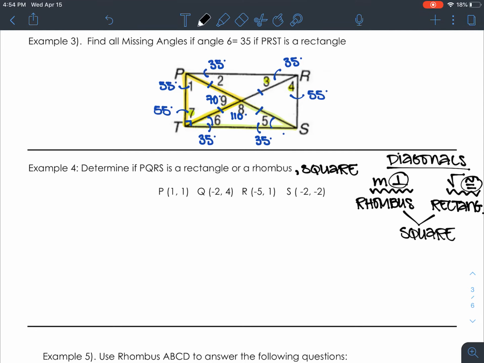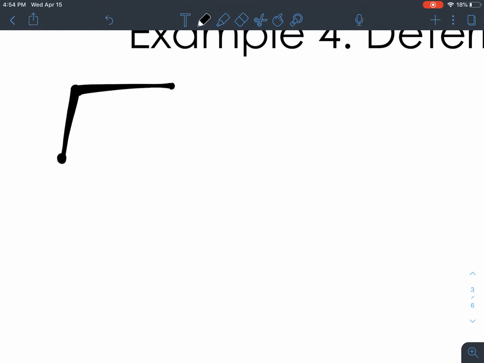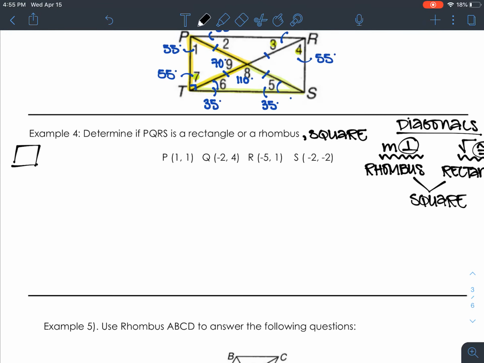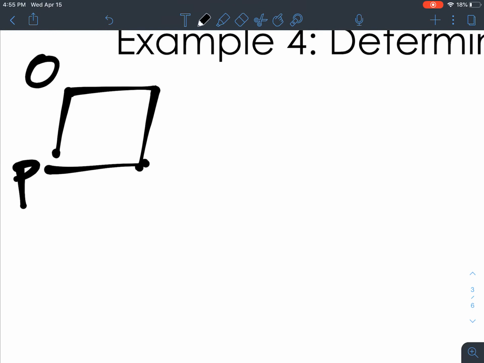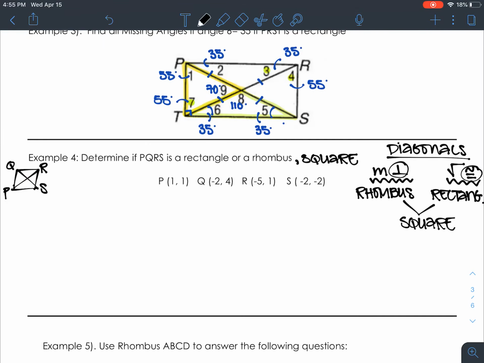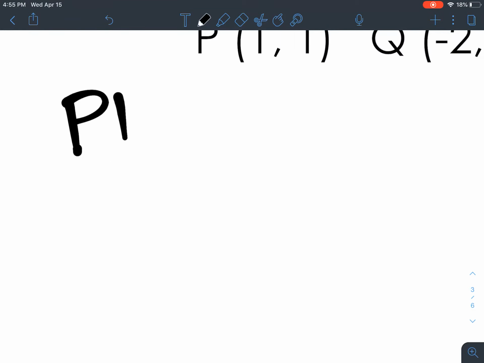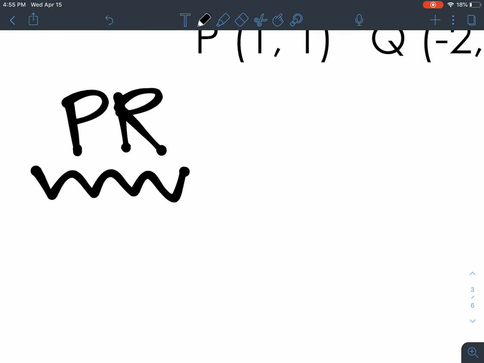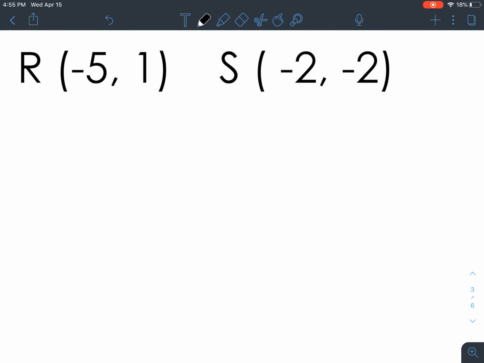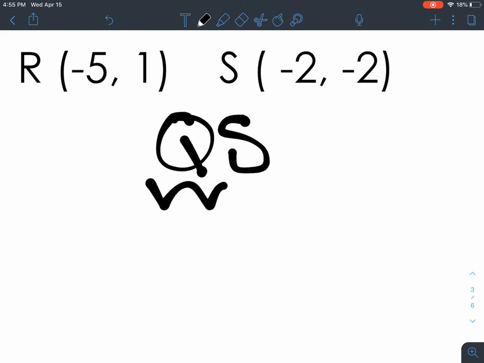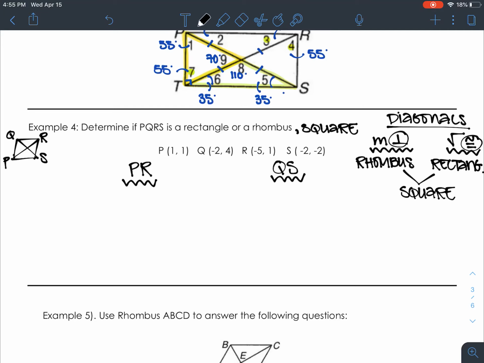Let's do a quick little sketch just so we know what our diagonals are. We're going to go P, Q, R, S, and what I'm looking at is PR and QS. I'm going to find the distance of PR and the slope of PR, and I'm going to do that for QS and compare. So for PR and for QS.